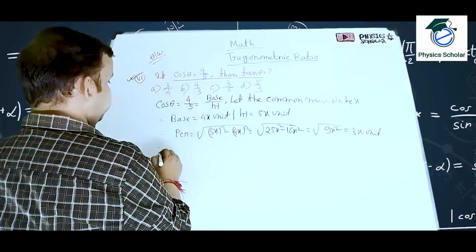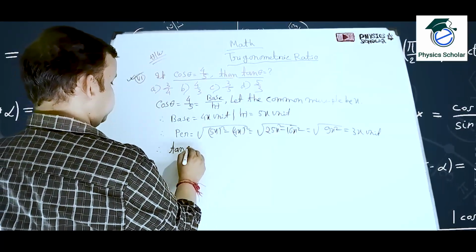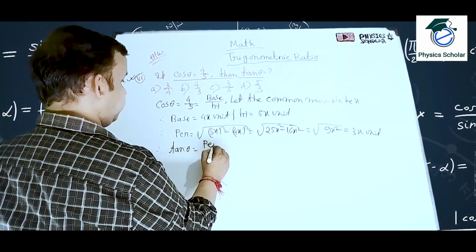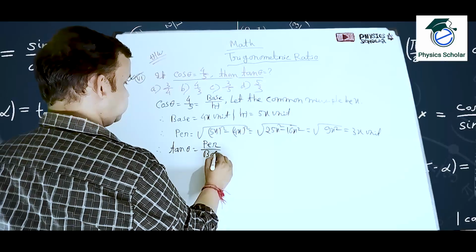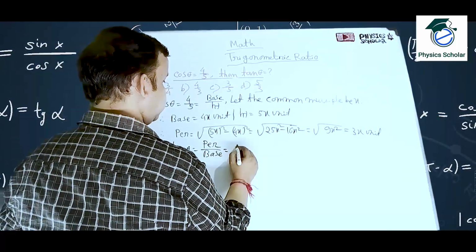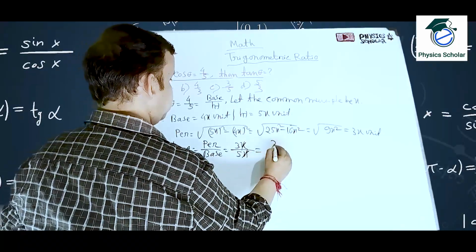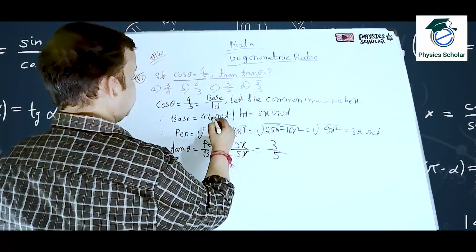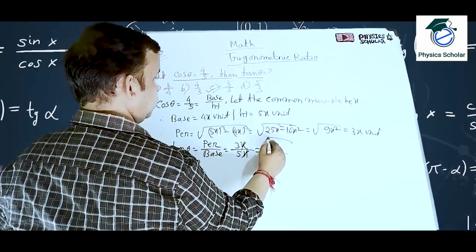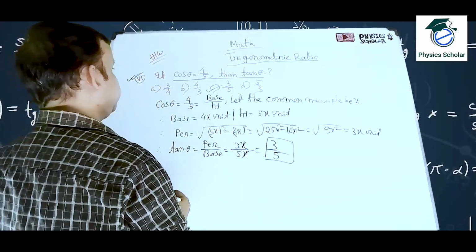So now what we have to find out? Tan theta. Tan theta is equal to what? Perpendicular by base. What is perpendicular? 3x. What is base? 5x. X will be cancelled. So it will be 3 by 5. So 3/5. Option number C will be correct.